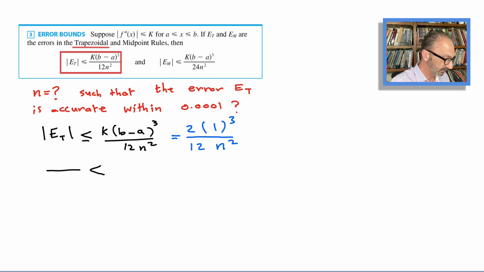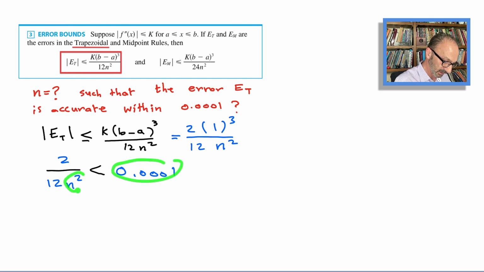So the left hand side is 2 over 12 n to the second, and the right hand side, we want it to be less than, that's within, 0.0001. So we're solving for n. To solve for n, we could do a shortcut. Our focus is right here. We will switch this and this. We could do that, or you could cross multiply and leave n to the second alone.